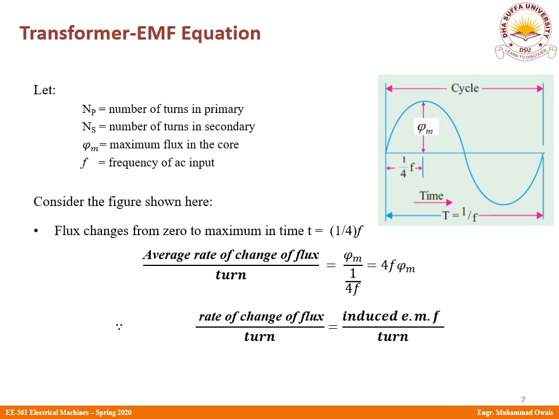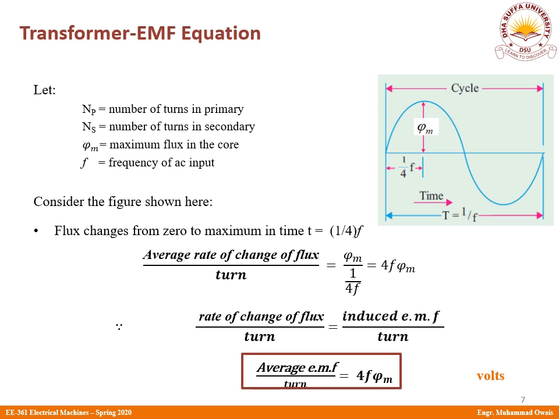Now, since we know that rate of change of flux is nothing but equal to induced EMF, therefore the average EMF per turn will be equivalent to the average rate of change of flux per turn, and this should be 4f phi m, and the unit will be volts. So now this is my average EMF per turn.